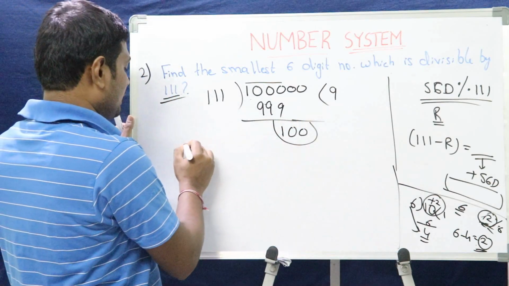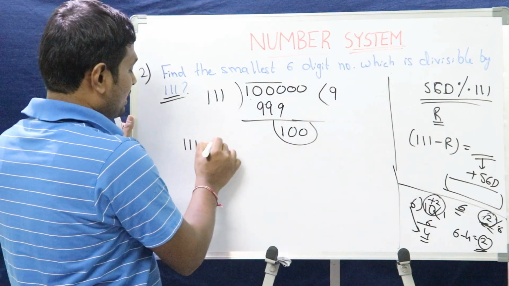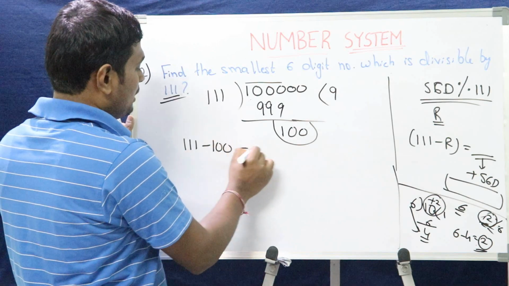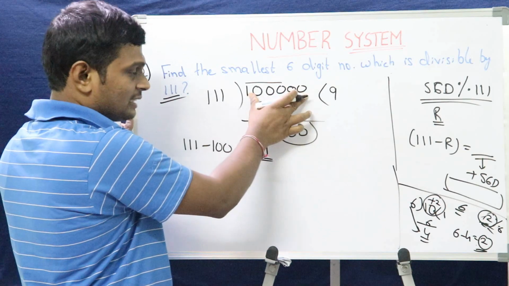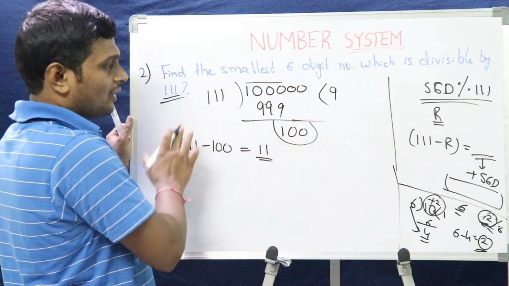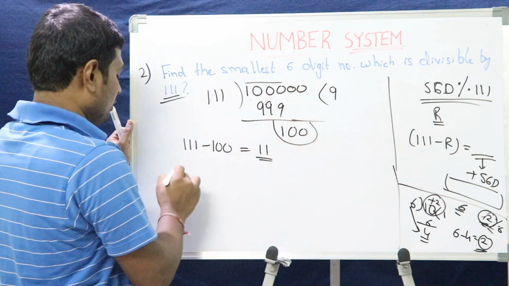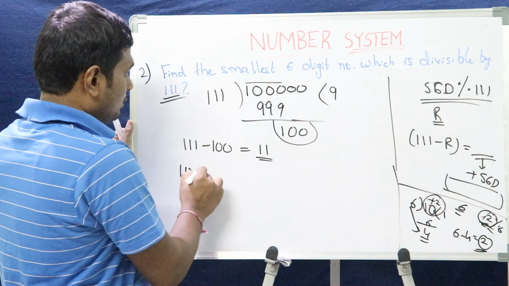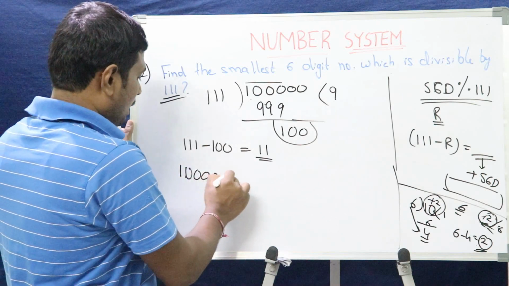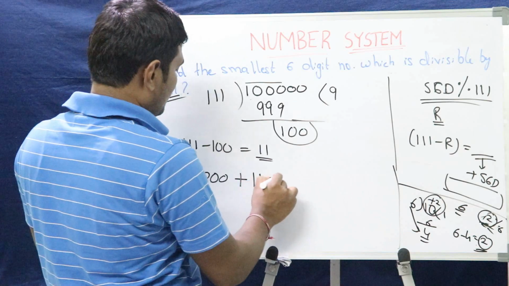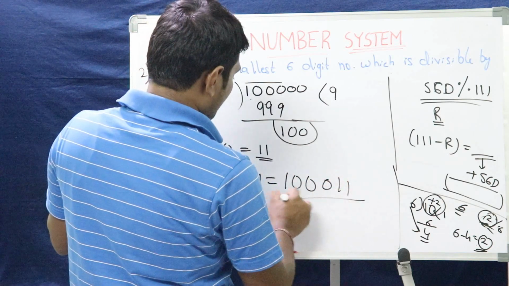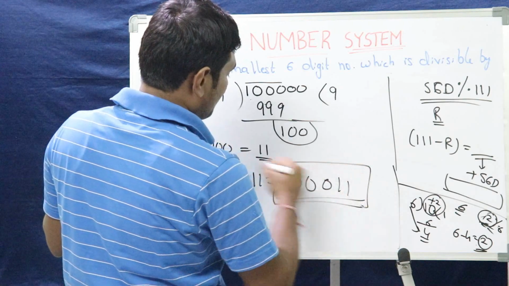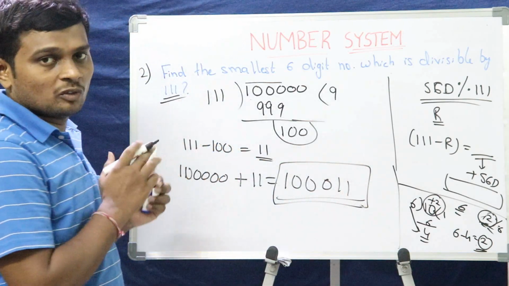So what we need to do? I told you the procedure, right? We need to subtract this 100 from triple one. What will we get? 11. If we add this 11 to the smallest 6-digit number, that would be perfectly divisible by triple one. What is the value? 5 zeros, and then we add this 11. What would be the solution? 3 zeros and 1. This is the smallest 6-digit number which is perfectly divisible by triple one.